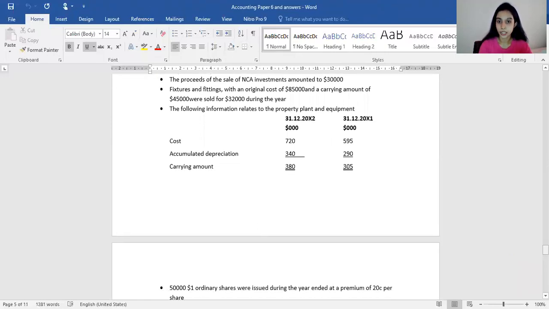Proceeds of sale of non-current asset investment amounted to 30,000. So this is a sale of an investment which is coming under the investing activity. So you can directly put this 30,000 as proceeds from selling the non-current investment.